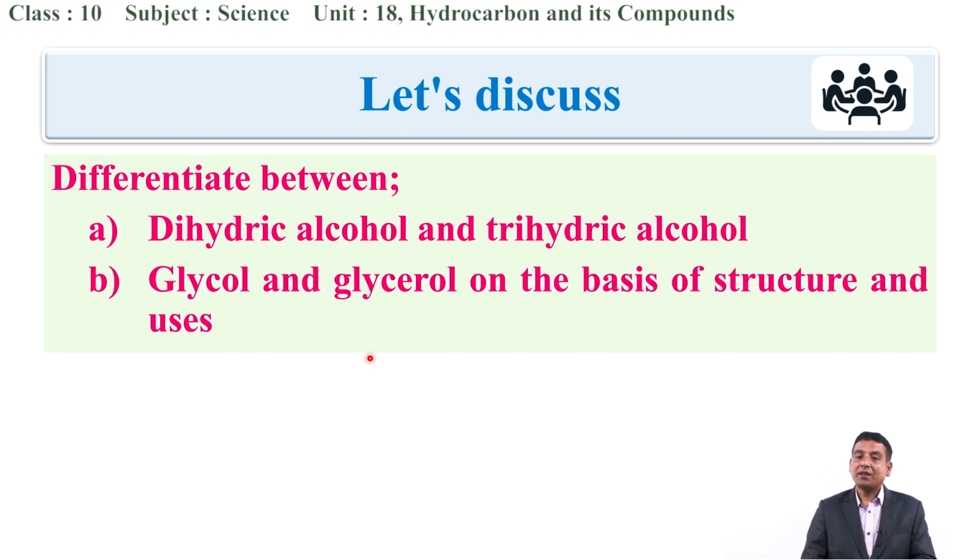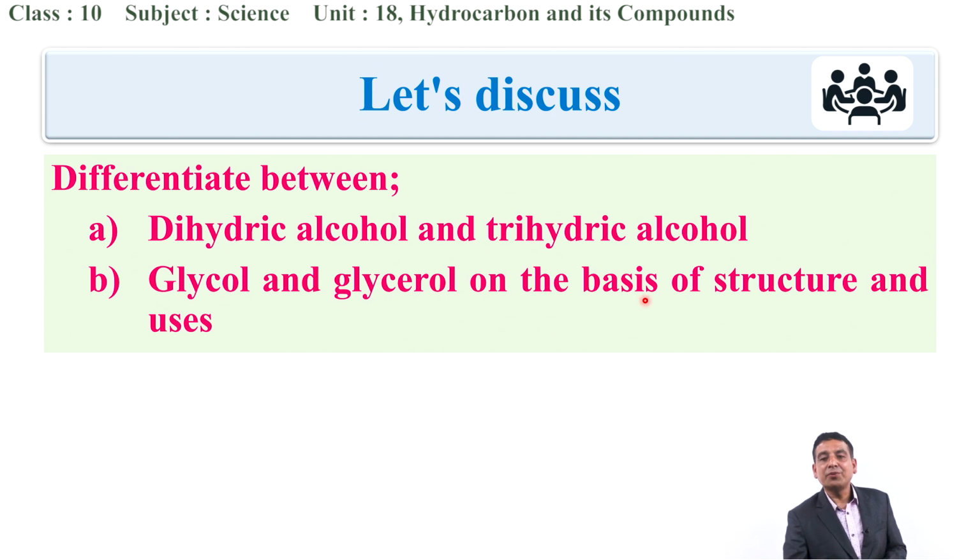Next one is glycol and glycerol on the basis of structure and uses. The basis for differentiation has been given here. First of all, you have to differentiate between these two on the basis of their structure, as well as on the basis of their uses. For what purpose glycerol is used, as well as for what purpose glycol is used. You have to differentiate on this basis, so that your answer would be the perfect one. So these are all the discussions related to the questions for your assessments.